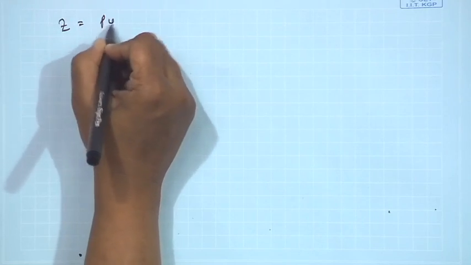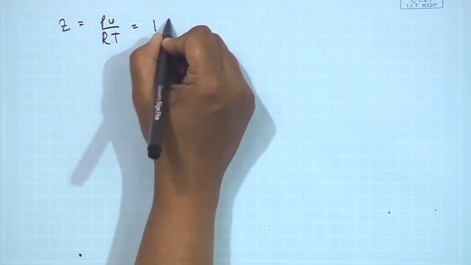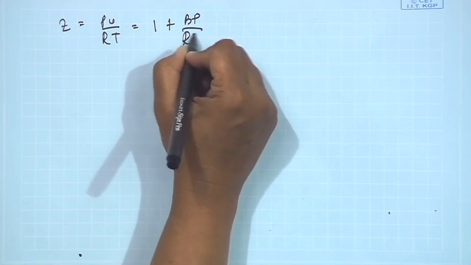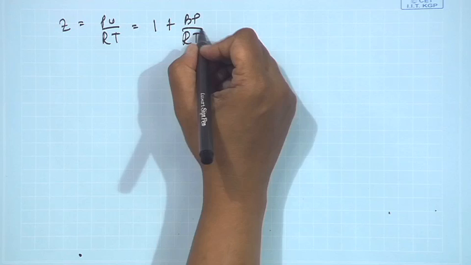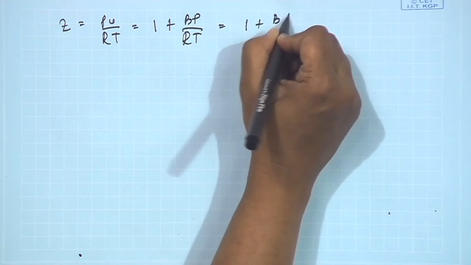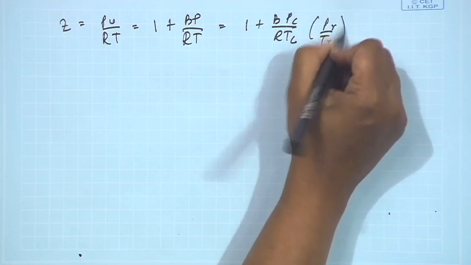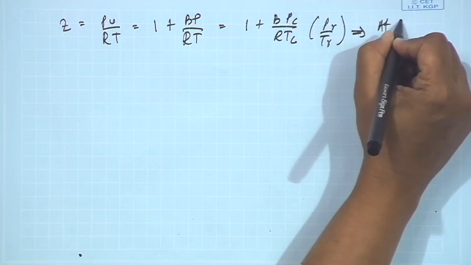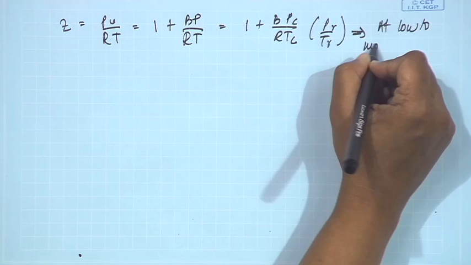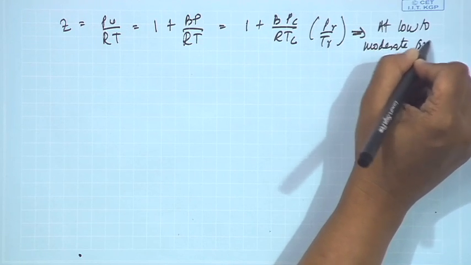Now before I end, it's also important to just have a brief discussion on the prediction of departure functions using virial equations of state. What is the virial equation of state? We know this is Z equals to PV by RT. For low to moderate pressures, we truncate it after the first term. This can also be written down as BPC by RTC, PR by TR. Remember one thing, this is applicable for low to moderate pressure. This is something important.